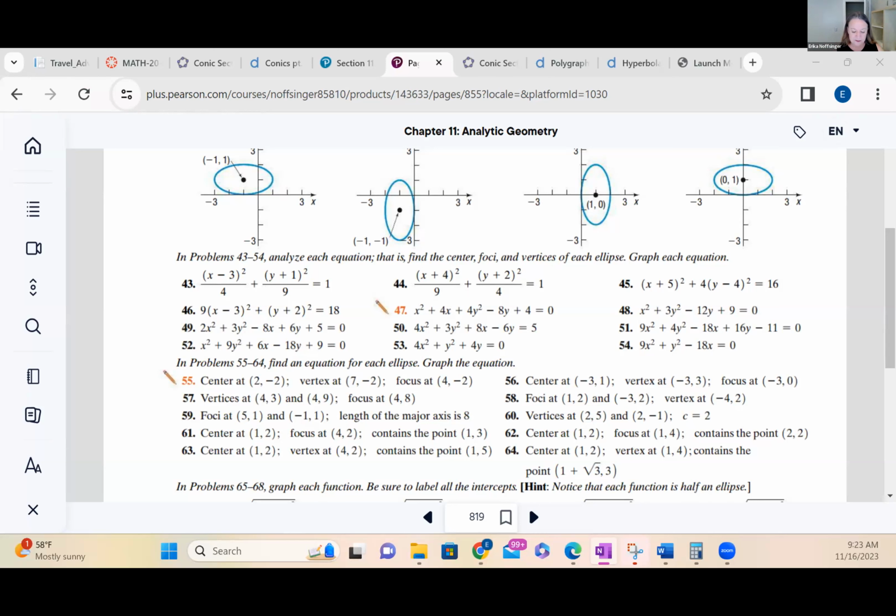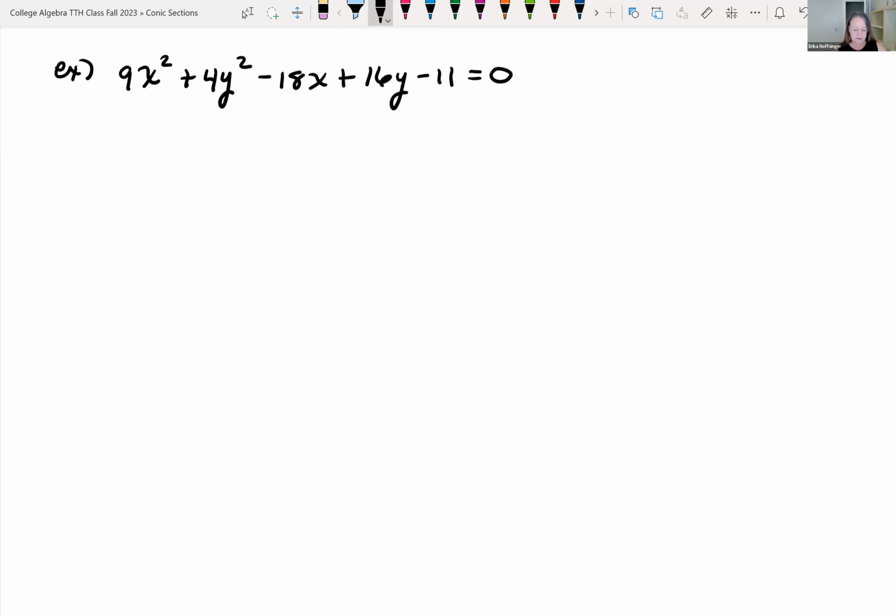But I know this is an ellipse because I have an x squared and a y squared. If I just have an x squared or a y squared, I know it's a parabola. I know it's not a circle because the coefficients in front of my x squared and the y squared are different. If we have the exact same number in front of those, we have a circle. If they're different numbers but the same sign, it's an ellipse. So these are different numbers, but they're both positive in front of the x squared and y squared, so I know it is an ellipse.